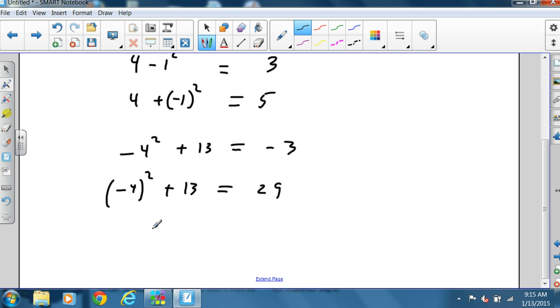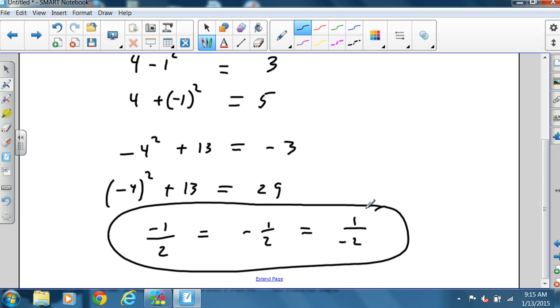So if I have minus 1 over 2, that's the same as minus 1 over 2, which is the same as 1 over minus 2. There's no difference in any of those. All those guys mean the same. I can't differentiate them as being different. It's all minus 0.5.